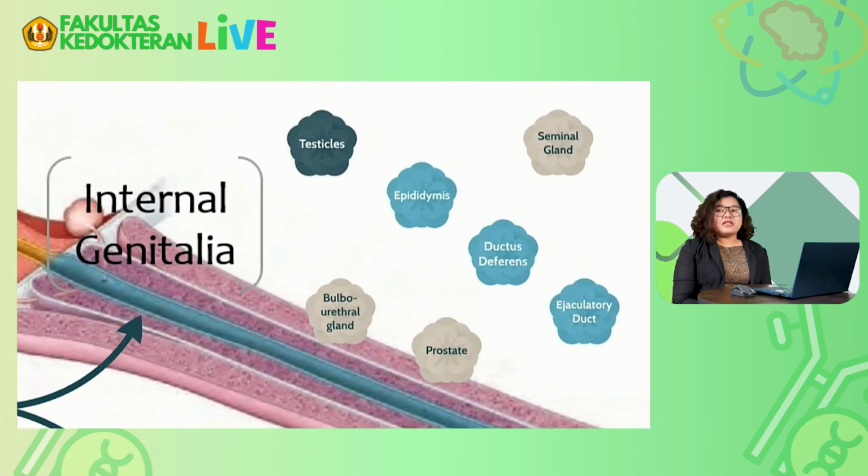The internal genitalia comprise organs that deal with the production and maturing of the germ cells. They are also responsible for hormonal secretions regulating the processes. And by the name, they are located inside the body cavity, mainly in the pelvic cavity.